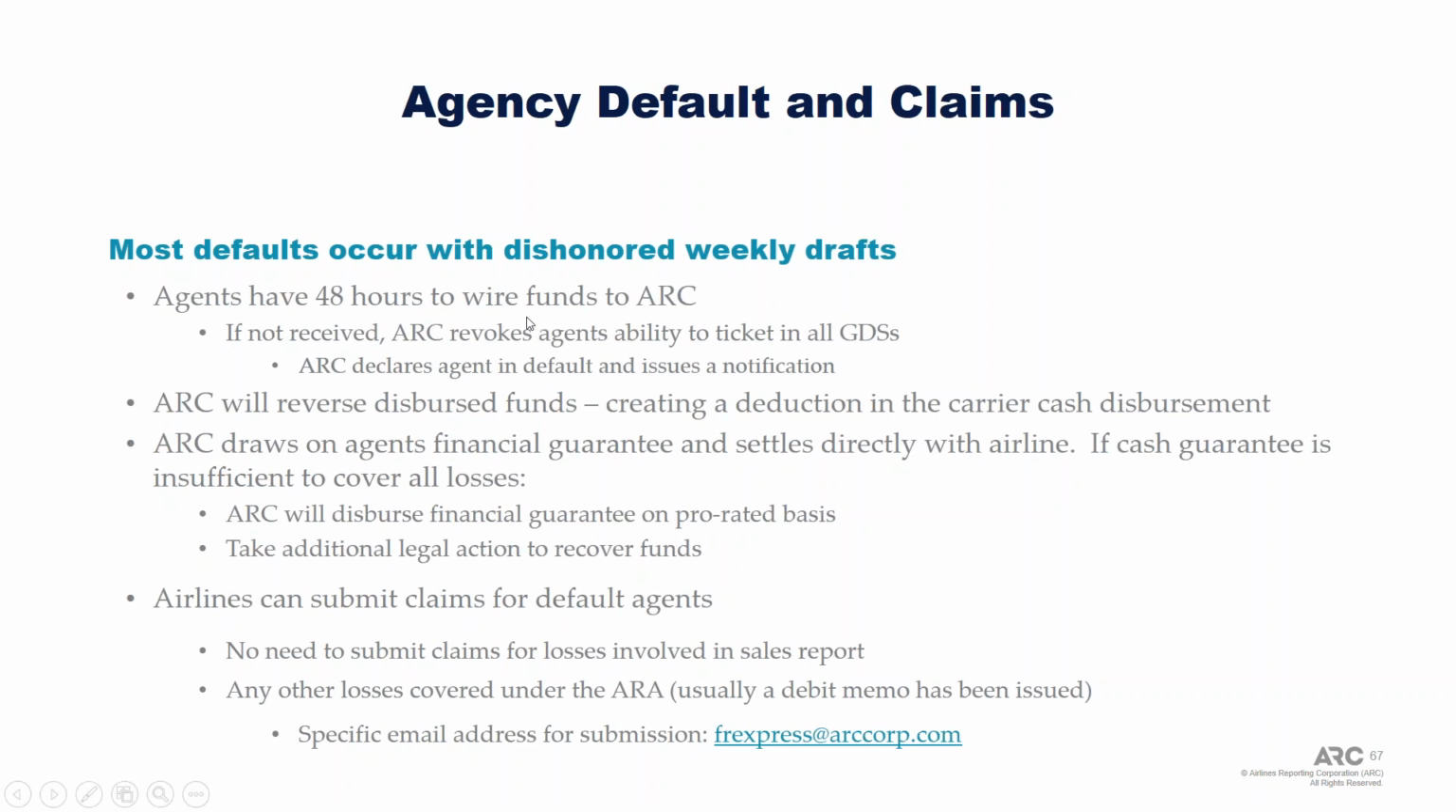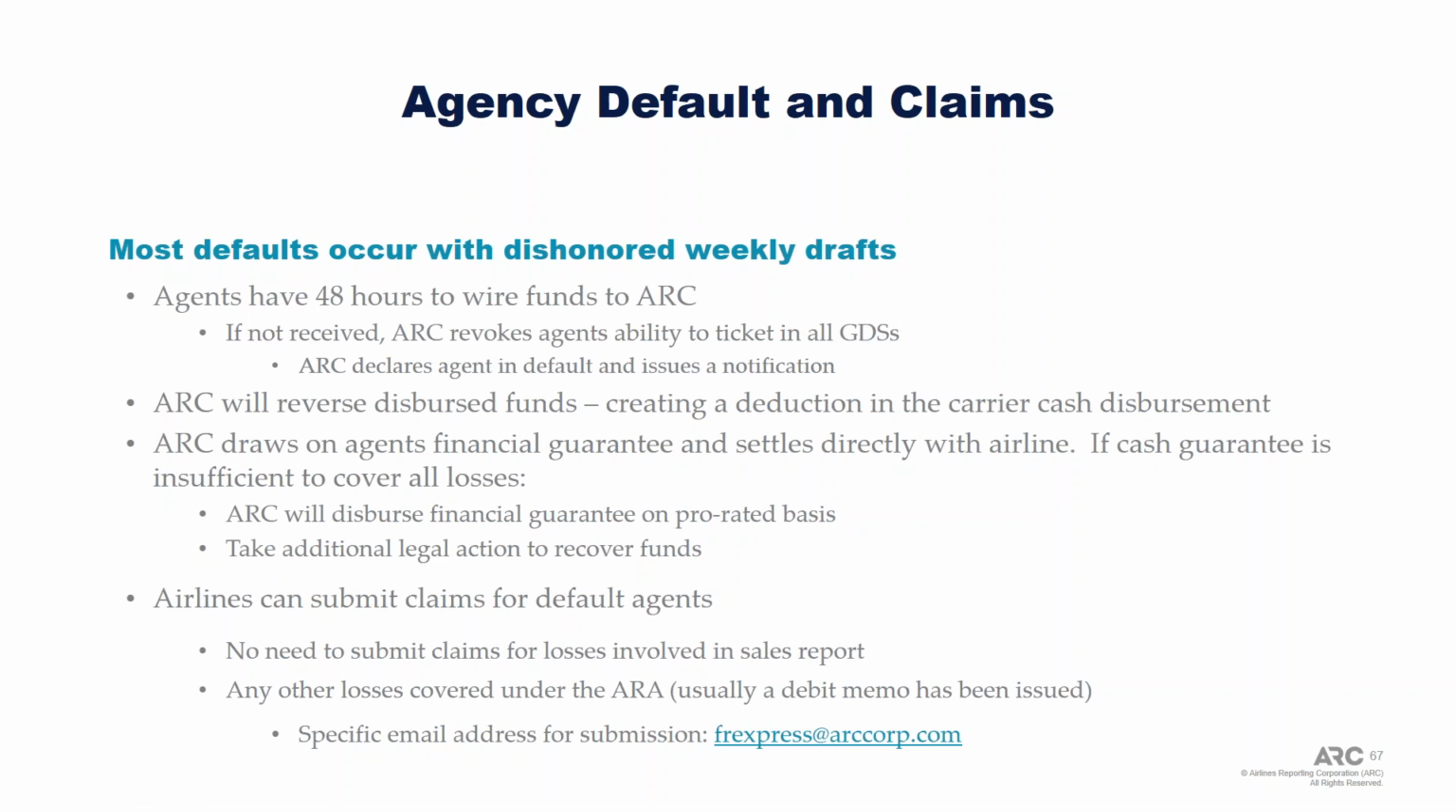The agency default and claims process. Most defaults occur with a dishonored weekly draft. The agents have 48 hours to wire the funds to ARC. If it's not received, then ARC revokes the agent's ability to ticket in all of the GDSs. ARC declares the agent in default and issues a notification.